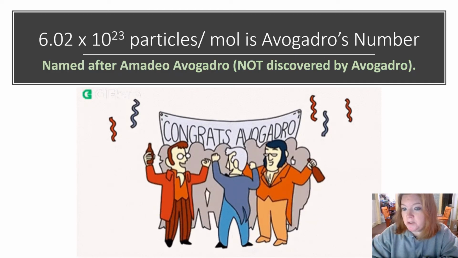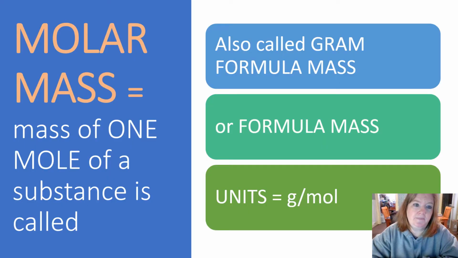6.02 times 10 to the 23rd particles per mole is Avogadro's number. It is named after Amedeo Avogadro, but it wasn't discovered by him. So molar mass. Molar mass is the mass of 1 mole of a substance. It's also called gram formula mass. It's also called formula mass. So molar mass, gram formula mass, and formula mass are all literally the same thing. And the units are grams per mole.